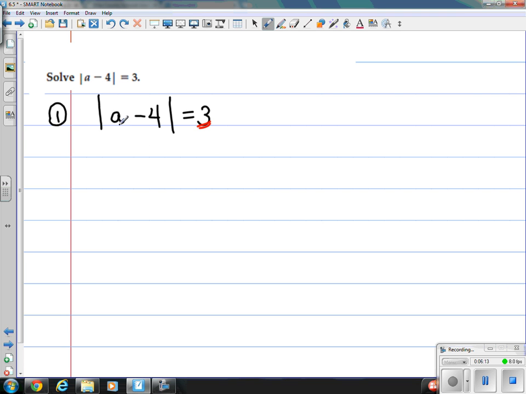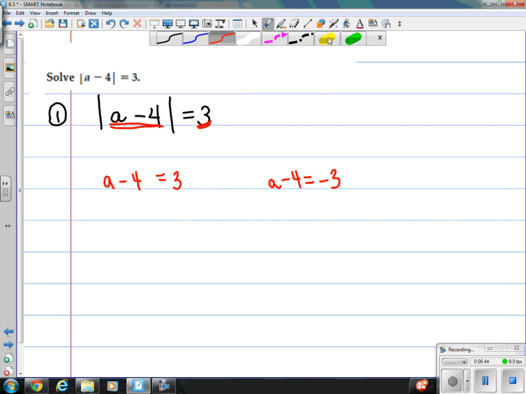So all we're going to do is lose our absolute value bars on the left, which means we're going to say the absolute value of a minus 4 is a minus 4. And our first case equals a positive 3. We don't change it at all. For our second case, we lose our absolute value bars on the left and say a minus 4 is equal to, except this time I change my positive 3 to a negative 3. So I have my 2 cases, one that equals a positive number, one that equals a negative.